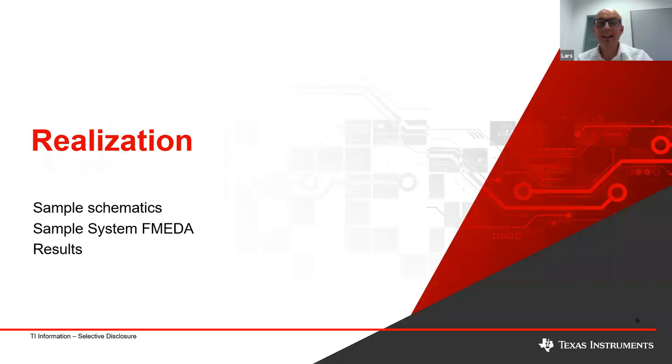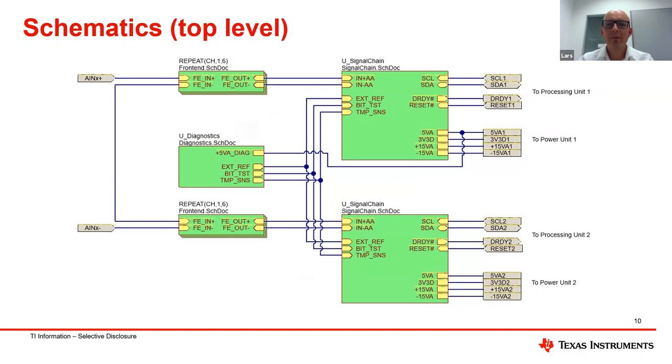Now, let's come to the realization. We did our concept, we finished the concept, we have our block diagram, we know what to do, we identified the failures. Now, let's put it into real stuff. Here's the schematic top level sheet, where you can see the analog front end. Here's the signal chain, another one, like the lower one, and here you have the diagnostic, which is common to both. So they are connected to both in the same way. And then the interface, of course, the power and the processing unit.